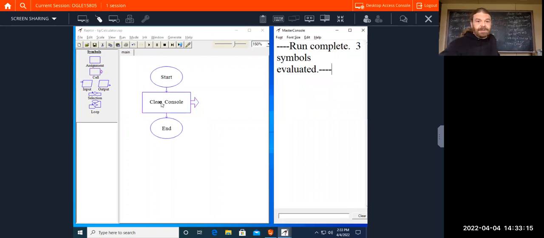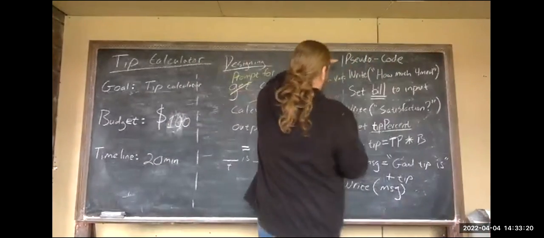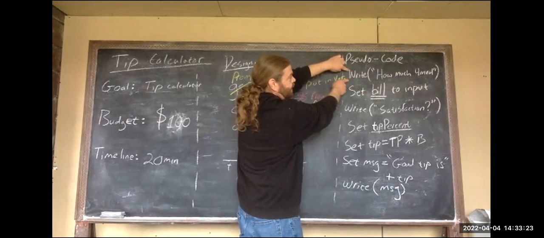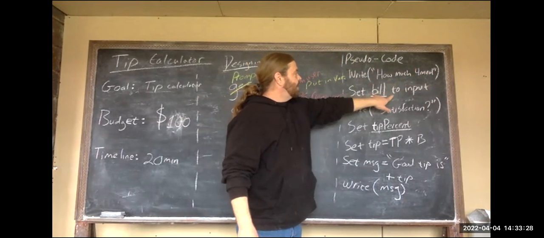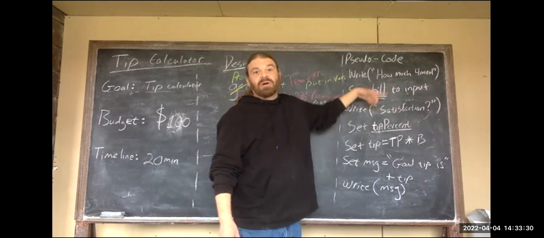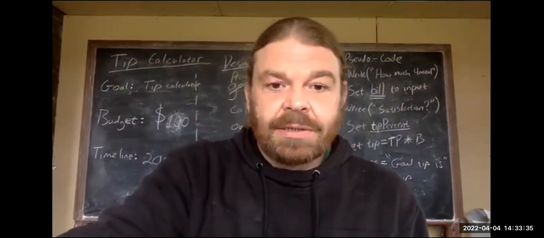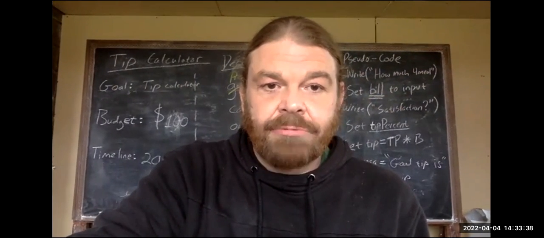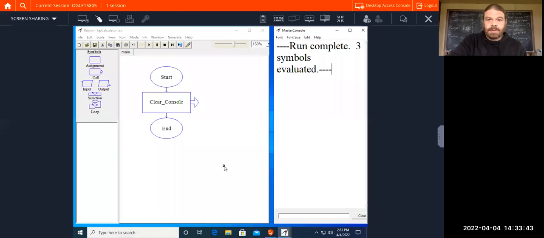So the first step in our pseudocode up here was to write some sort of prompt, tell the user we want to know how much the meal cost, and then assign the value they give us to a variable so we can work with it. So that'll be our first step. And in the Raptor flowchart interpreter here, it combines those into one thing, which is our input box. So just drag over an input.